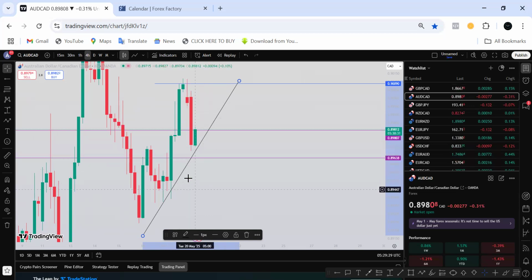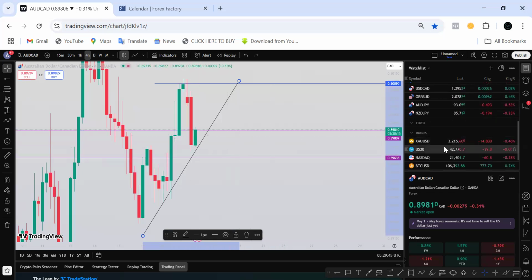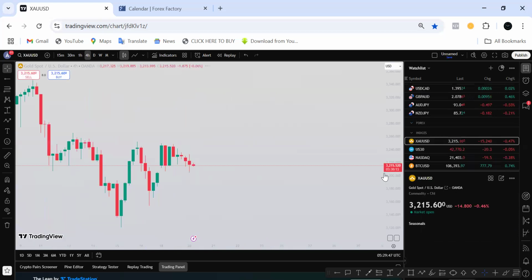So I'll be looking for what? If price breaks above this one and the body of the candle has not filled this zone, I'll be looking for a buy to this level. That's what I'll be waiting for on AUD card. And then next on top of my watch list, let's check out gold.